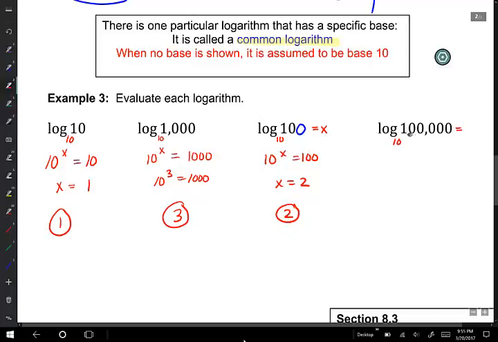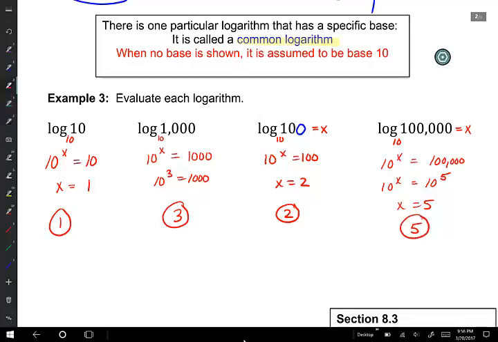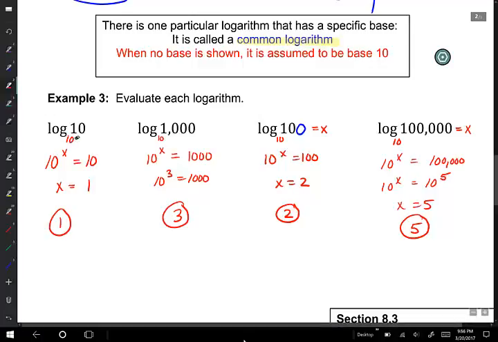Log base 10 of 100,000 equals x. So 10 to the x equals 100,000. If you're trying to think how to do that very quickly, 100,000 has 5 zeros, so that's 10 to the 5th. Therefore, x equals 5, and our simple answer is 5. So maybe you're realizing that when you're taking a common log of a number like 10 or 100 or 1,000 or 100,000, the answer is the number of zeros in the number. So that's just kind of a quick introduction to logarithms.